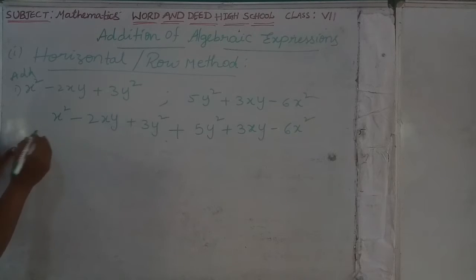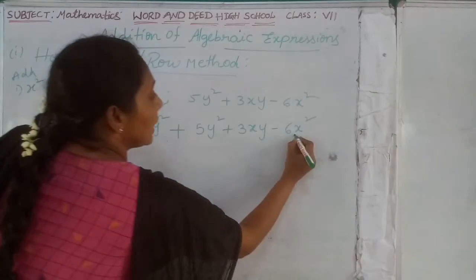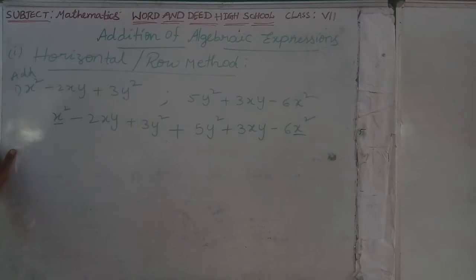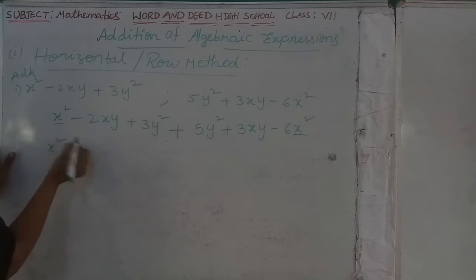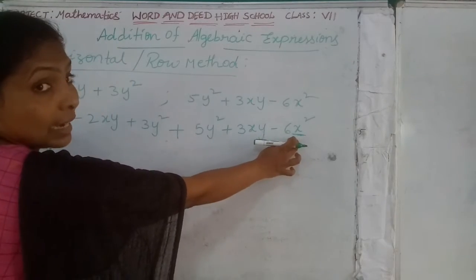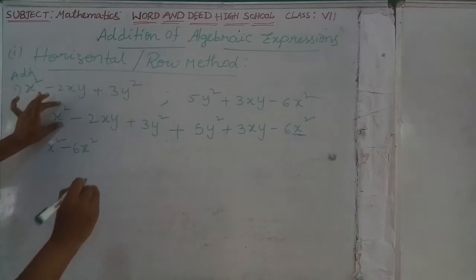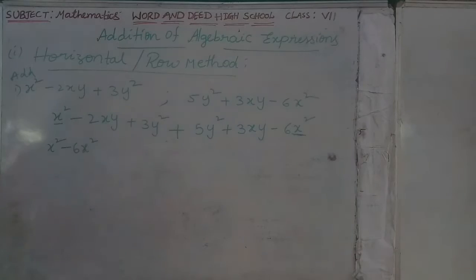Next, what are the like terms? What are the unlike terms? We already discussed this in previous classes. What are the like terms here? We have x square here, and here also x square. The like terms we have to write together. These two are like terms, so together we can write x square minus 6x square.